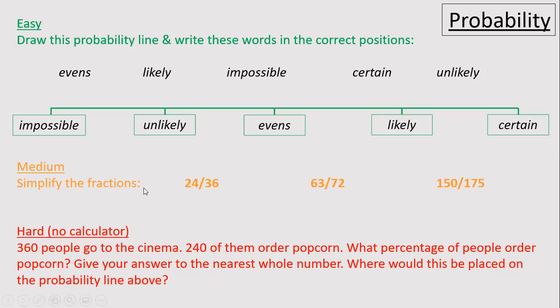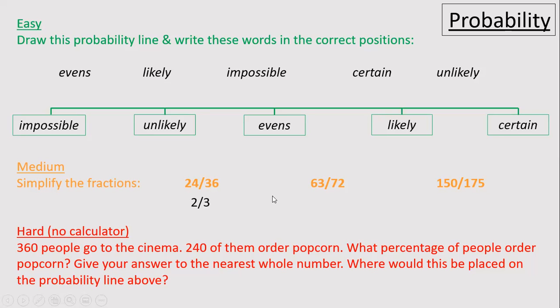Now I'm going to look at the simplifying fractions. 24/36, the number that goes into both of them is 12. So 12 goes into 24 twice, and it goes into 36 3 times. That gives us the answer 2/3. The 2 from the 12 going into 24, and the 3 because 12 goes into 36 3 times.